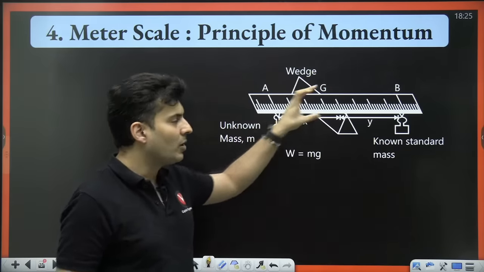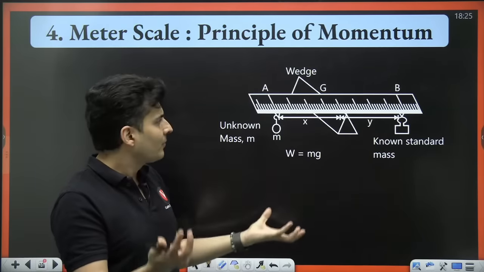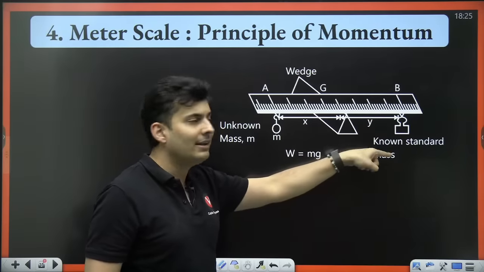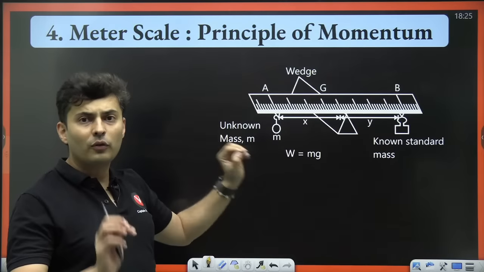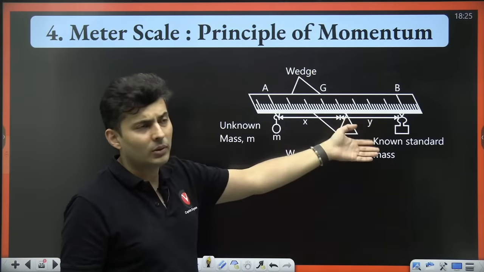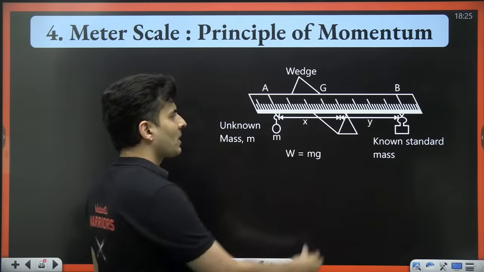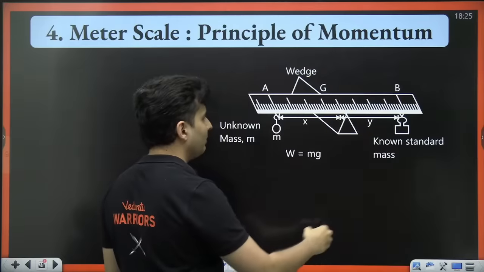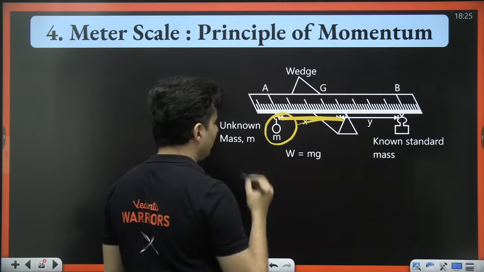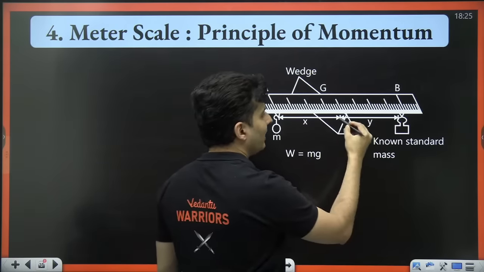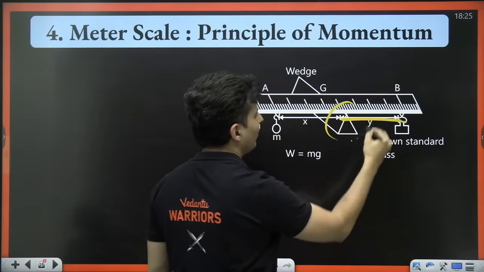You have a known mass, you have an unknown mass, you balance the meter scale, and then whenever it is balanced, you mark the readings, and once you mark the readings, you will be able to use the equation of torque to find out the unknown mass or to find out the length at which it balances itself. Like for example, over here, this is the fulcrum, this is the pivot over here. There is a known mass which is at some distance from the fulcrum or the pivot, and there is an unknown mass or known mass at another point, and it is at some distance from the pivot.